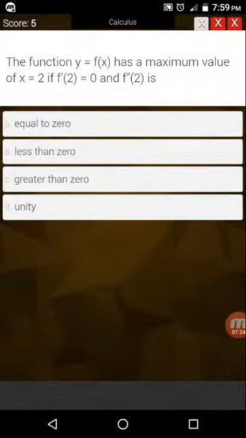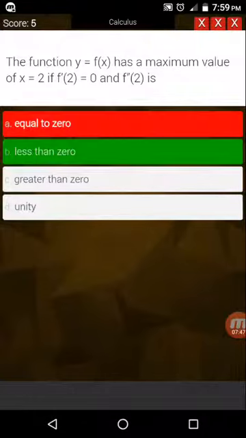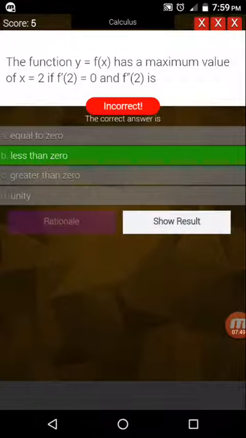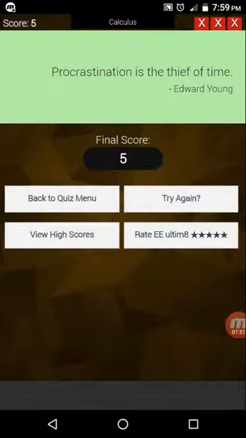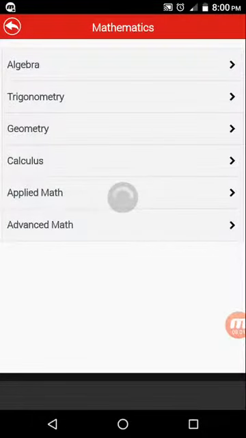The function y equals f(x) has a maximum value at x equals 2, f'(2) is... Show result. Final score again is 5. "Procrastination is the thief of time," according to Edward Young. Back to quiz menu, mathematics, then applied math.